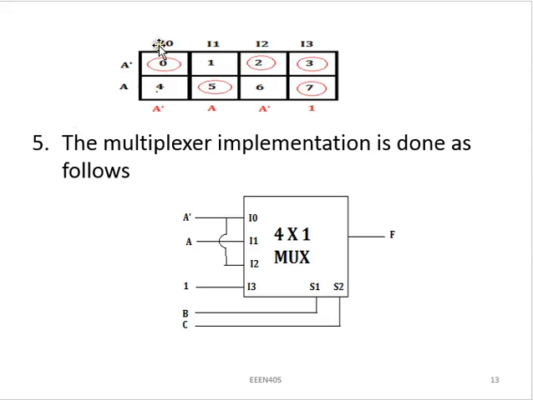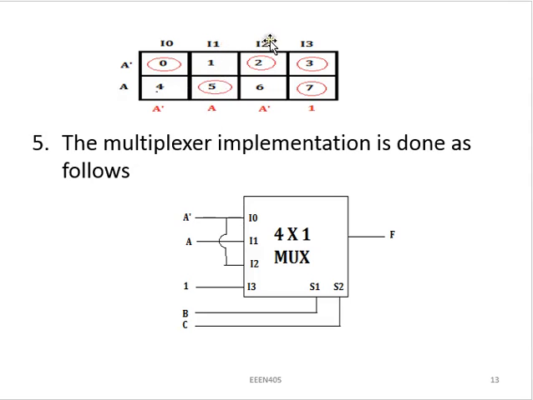Now we start with the first column, where we have our I0, and check which of the minterms is circled. Is it 0 or 4? Indeed it is 0, and this 0 is on the row of a prime, so I should put a prime to be the input that will be taken to I0. If I come to I1, 5 is circled and it is under a, then I put a to be the input of my I1.